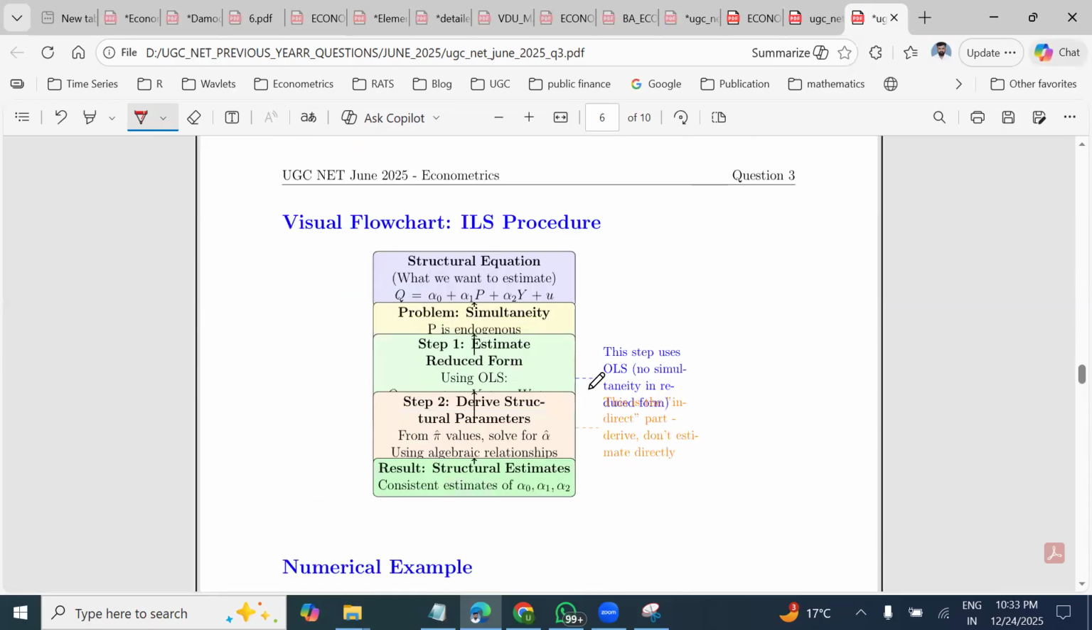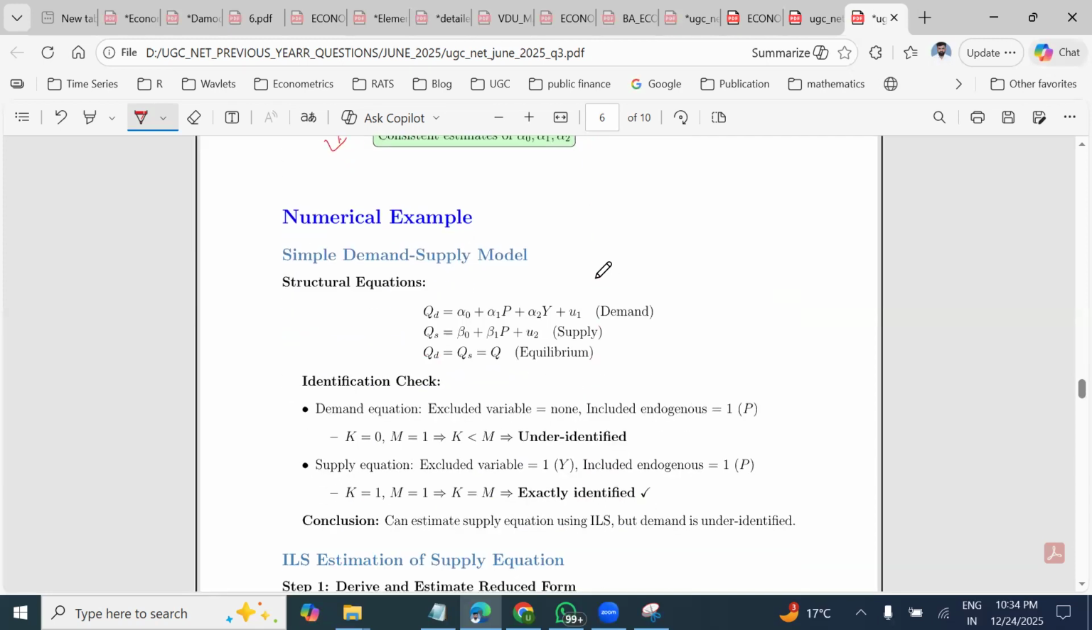Now these are the ILS steps. First you have the structural equation which you want to estimate. Because of the simultaneity or endogeneity problem, you have to convert it into a reduced form, then you have to derive the structural parameters. The result will be the structural estimates which you will be using for your original equation. Now one example we will do.